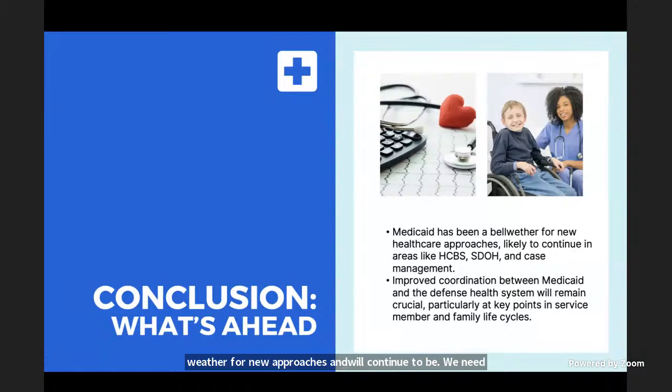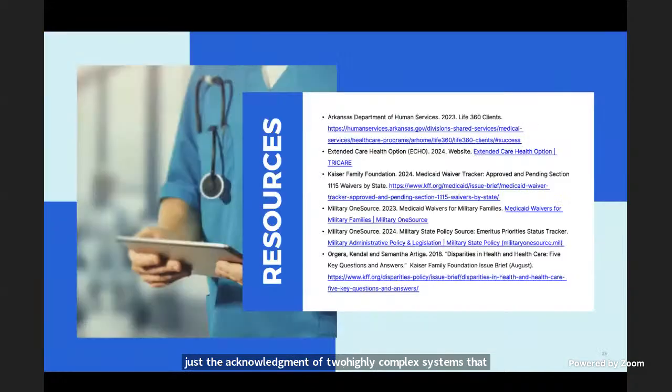It's not so much a criticism, it's just the acknowledgement of two highly complex systems that need to work together, especially at various key points in a service member and their family life cycle.